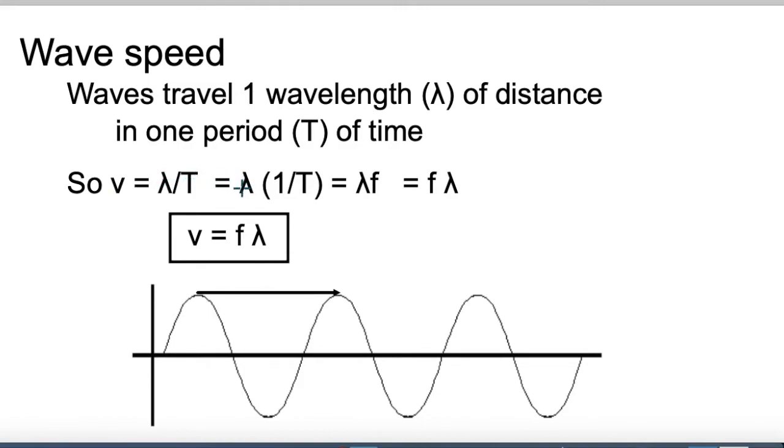So we can write that as lambda times 1 over the period, which is the frequency, lambda times frequency, but we generally write it as v equals f lambda. So this equation allows us to relate frequency, wavelength, and velocity.